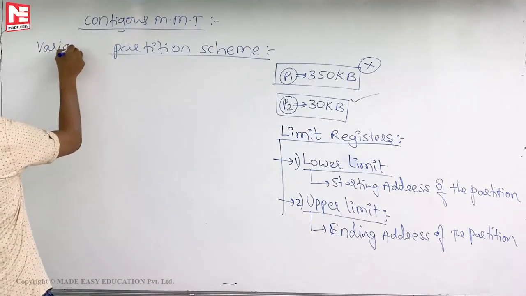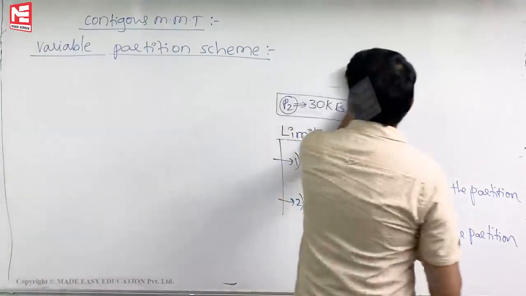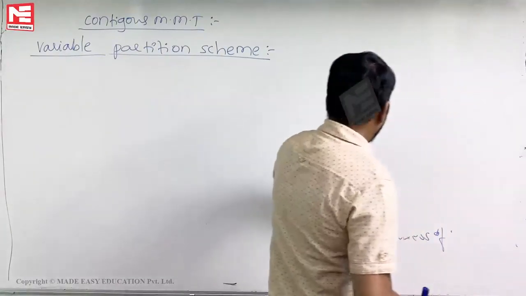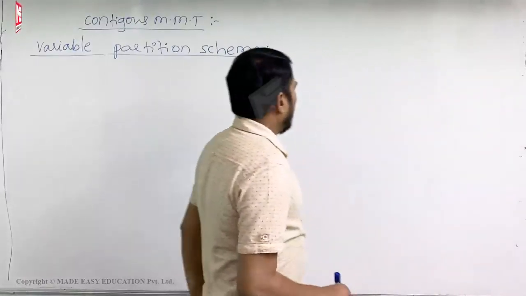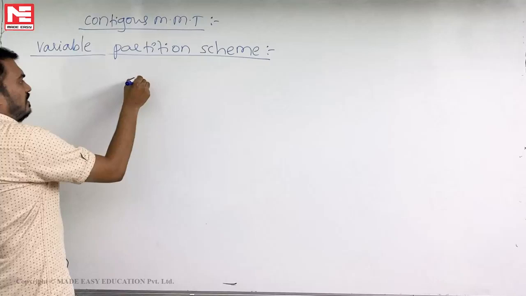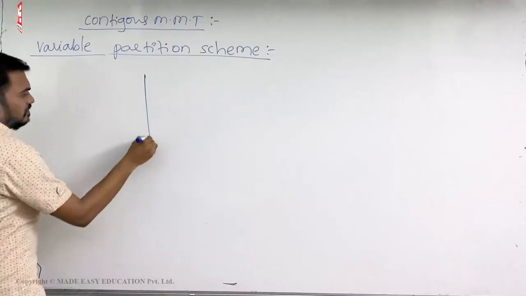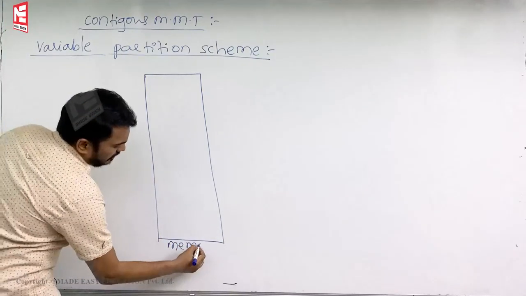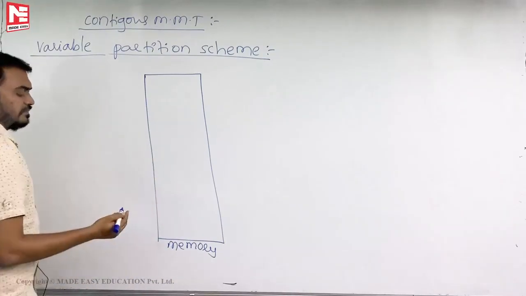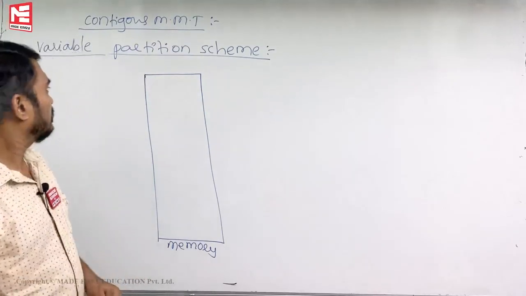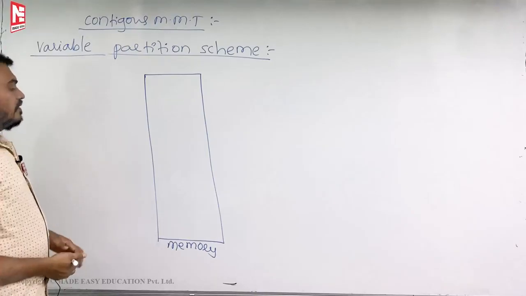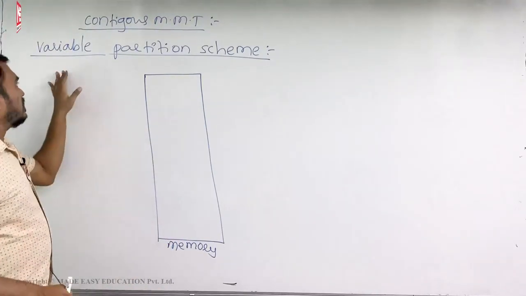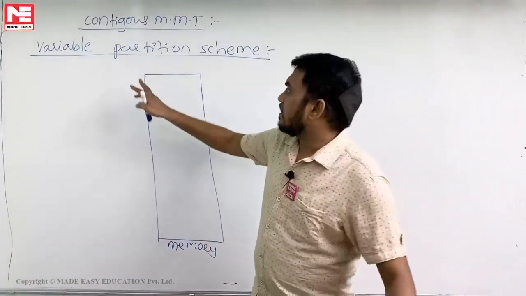Okay, no doubt. Next one is the variable partition scheme. So keep the heading variable partition scheme. Copy this diagram here. We are having memory. Okay, just copy this only. That's all. You have memory like this. Some people have made partitions, right? Understand here, there are no partitions here initially.